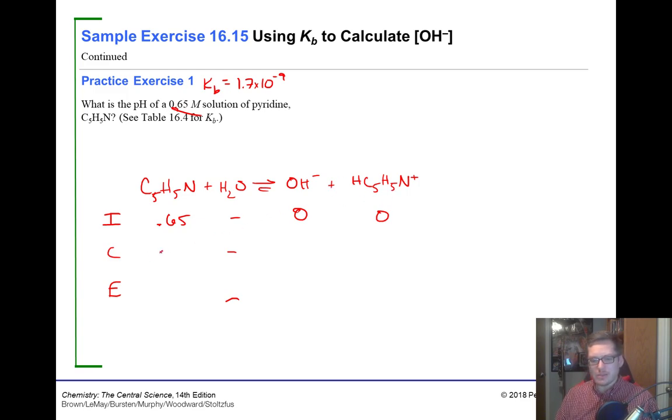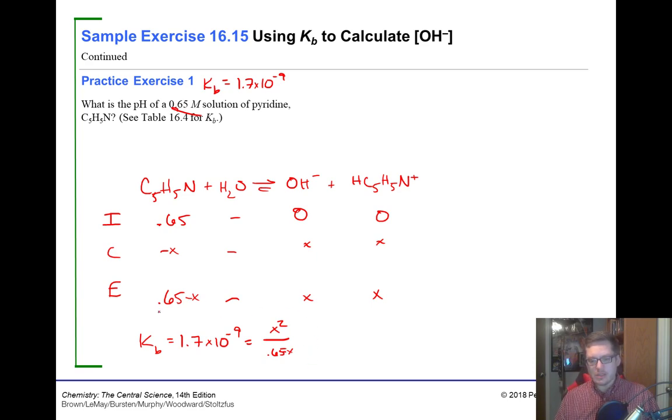So this is going to go down by some amount, and this is going to go up by some amount, and some amount. And we know this is all 1 to 1 because this is a balanced chemical equation. So this becomes 0.65 minus x, and then x, and x. So our Kb is going to be 1.7 times 10 to the minus 9th, and this is equal to x squared over 0.65 minus x.